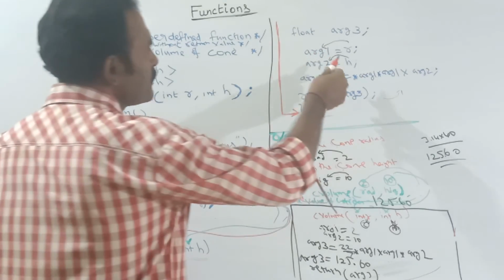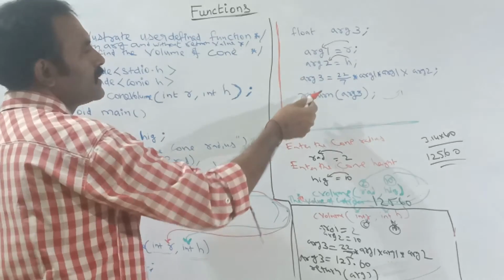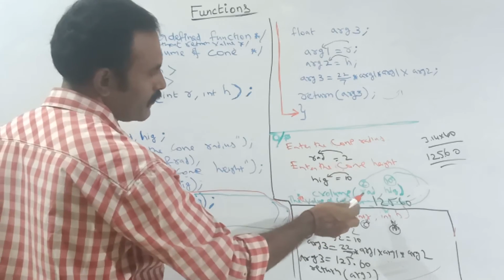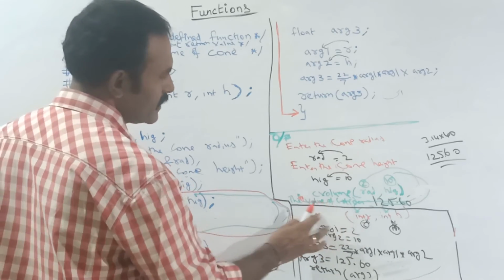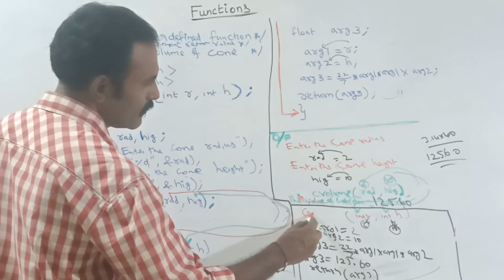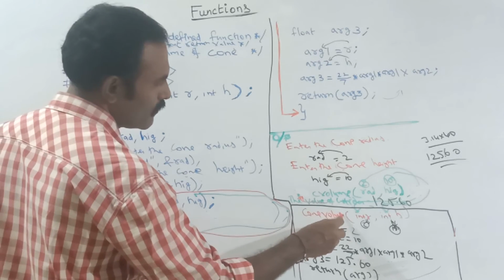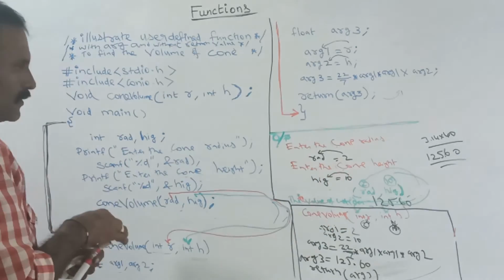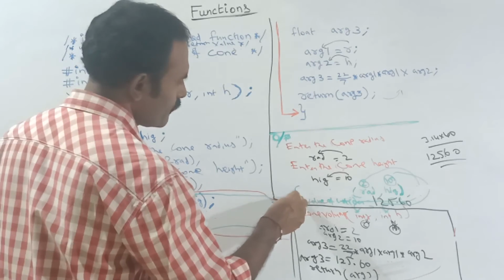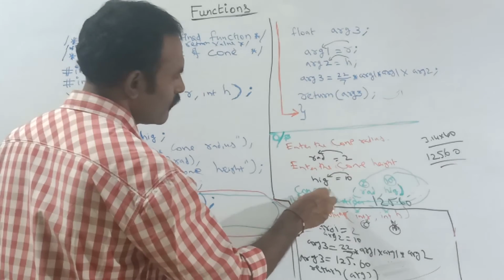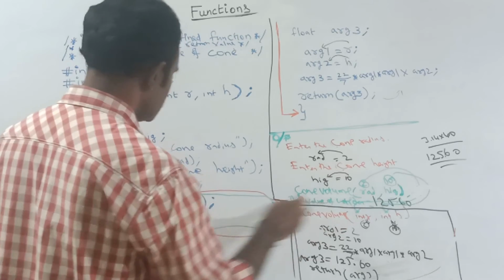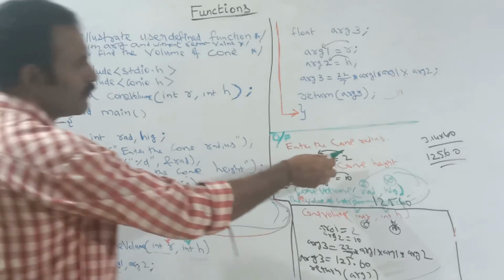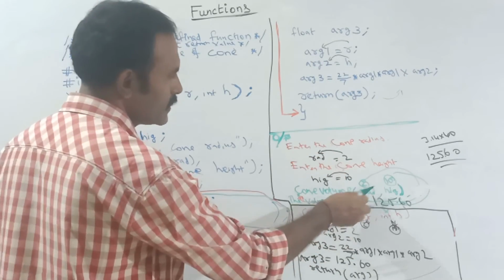So here, after getting the argument list, I am calculating the formula. See here, 2 and 10 I have passed. So here this function name is what? Cone volume. In the same way, the function name is cone volume. I am calling this function cone volume and I am passing the values 2 and 10. For example, radius 2 and height 10.